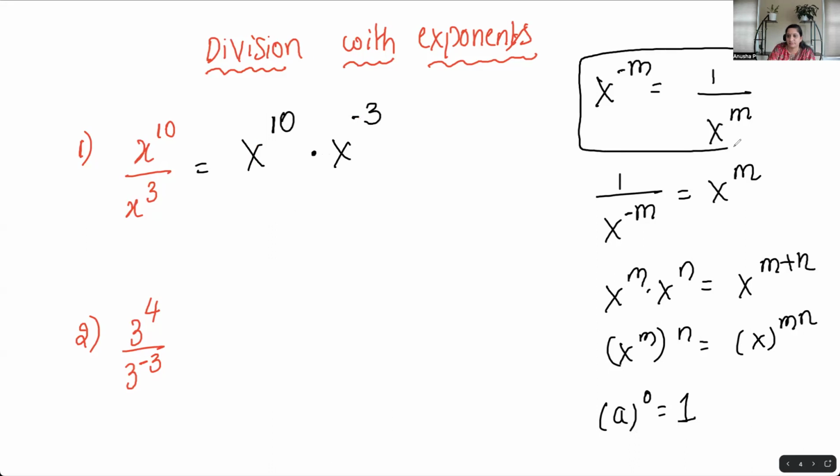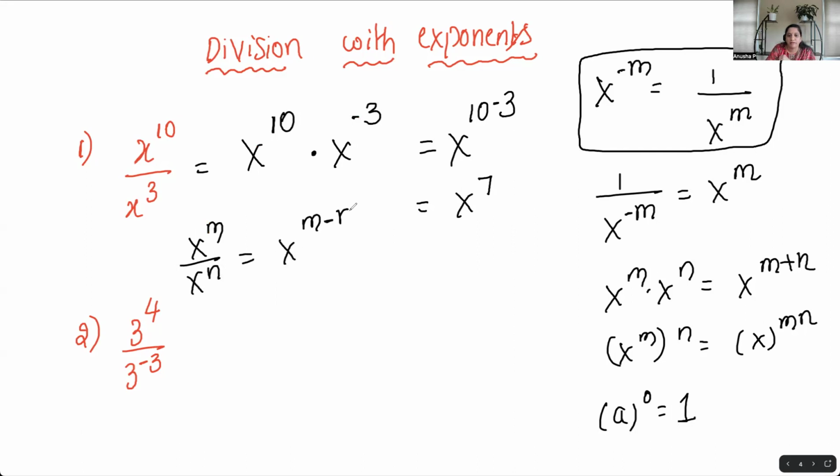Like this one. So x to the power of 10 and x to the power of minus 3 is nothing but 10 minus 3, which is x to the power of 7. Or you have a formula here. What is the formula? x to the power of m divided by x to the power of n is nothing but x to the power of m minus n. This is the division with exponents formula, okay?